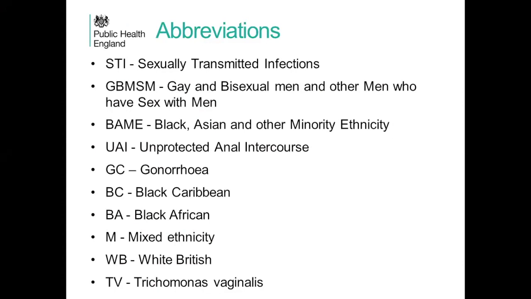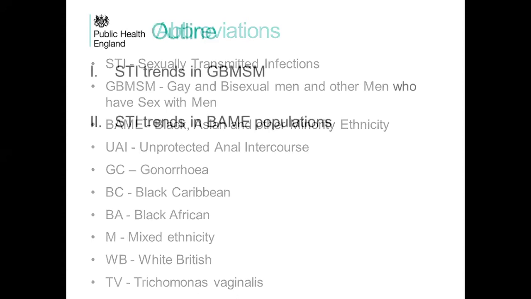So STI is sexually transmitted infection, GB-MSM is gay and bisexual men and other men who have sex with men. BAME is for Black, Asian and other minority ethnicity. UAI is for unprotected anal intercourse. GC is for gonorrhea. BC is for Black Caribbean. BA for Black African communities. M is for mixed ethnicities, WB for white British, and TV for Trichomonas vaginalis, sorry.